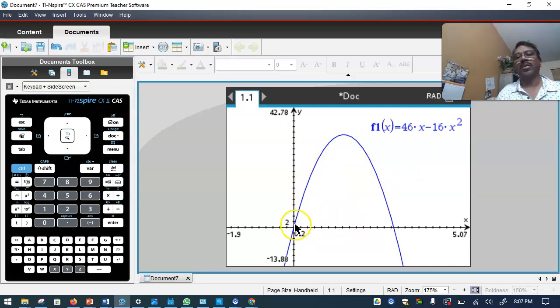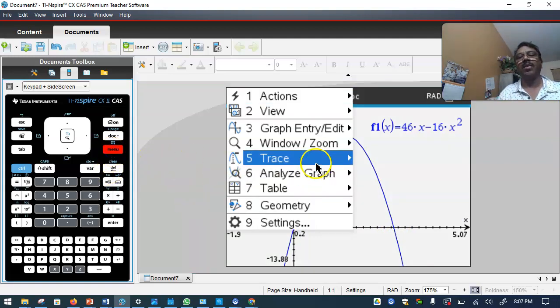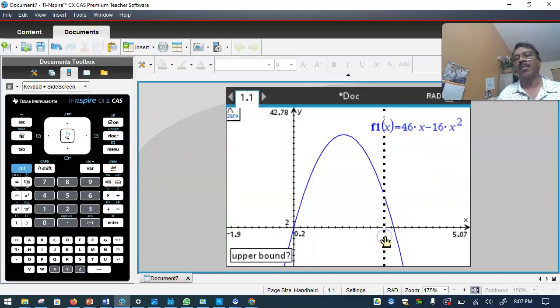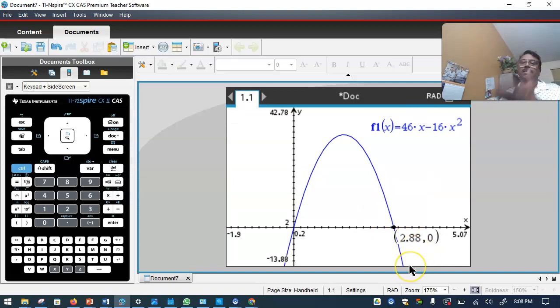Clearly, the graph has to go through the origin because there's no constant term here, and that's that. What it means is when you throw the ball in the air, it starts from the ground and then it falls. So when is the ball on the ground? We can always figure that out: click on the menu, analyze, and you want to find the zero, click on the left, then go to the right and you get the answer. It means after 2.88 the ball is on the ground.